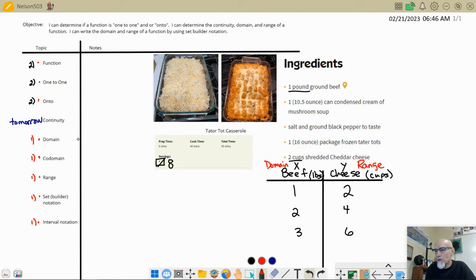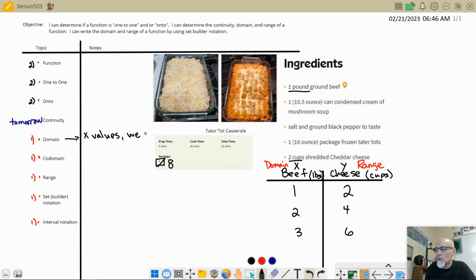So let's write a little definition. X is the domain. The domain is the numbers that we could put into our relationship. It's the numbers that we are choosing, the numbers that we're in control of. So usually it's the X values. All right, it's the ones that we control.